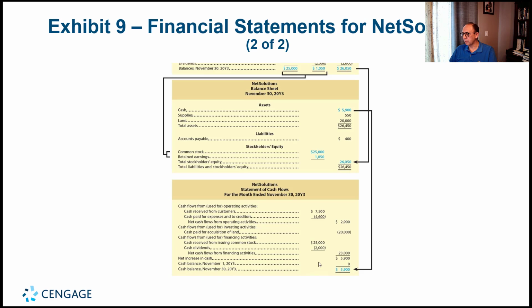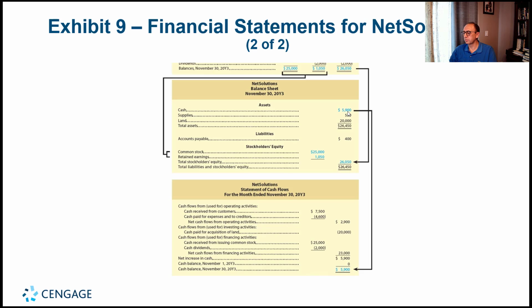Then we have the cash balance at the very beginning of the year. We add to it the amount of change. We get the cash balance at the end of the month. I meant the beginning of November 1st, and that would be the end of November 30th. Keep in mind, this is a business that just started, so their beginning balance was 0. Now it's 5,900 at the end of November. And that reconciles with what we have here in the balance sheet.